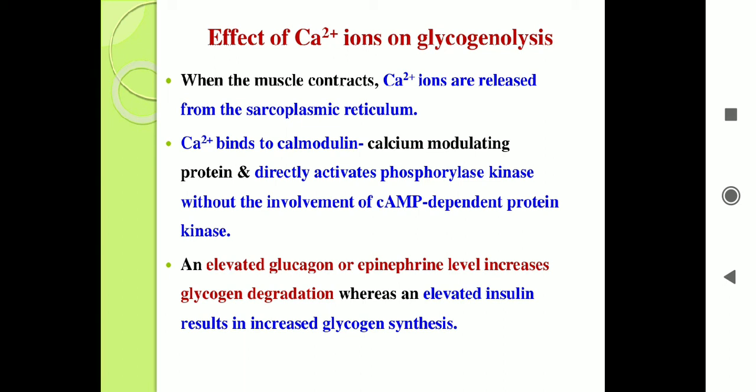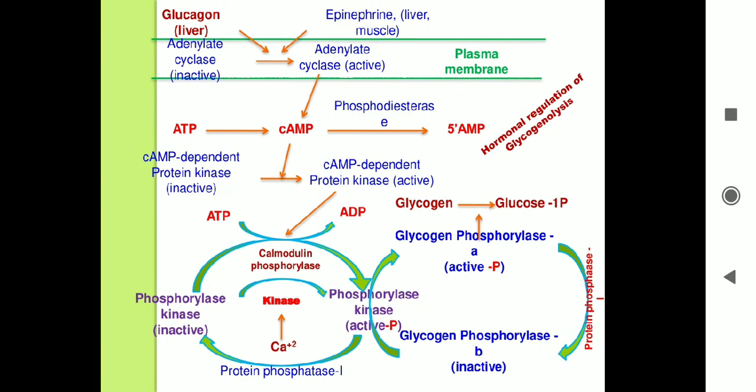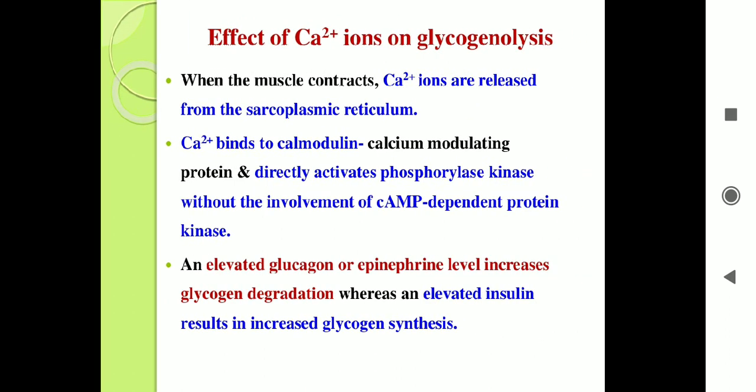So calcium modulating protein directly activates the phosphorylase kinase enzyme without any involvement of cAMP dependent protein kinase, correct? Calmodulin, which is a protein, is responsible for the activation. So it directly activates the phosphorylase kinase enzyme which is used for the conversion, directly, without any involvement of other enzymes.